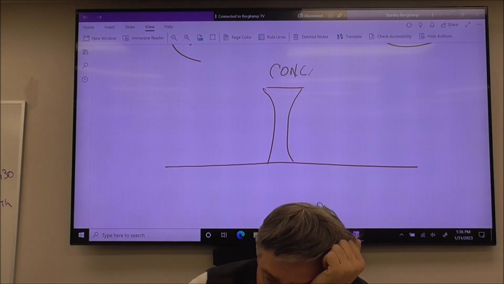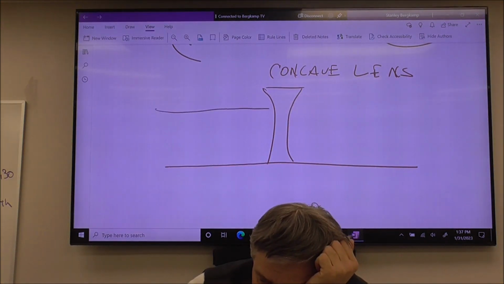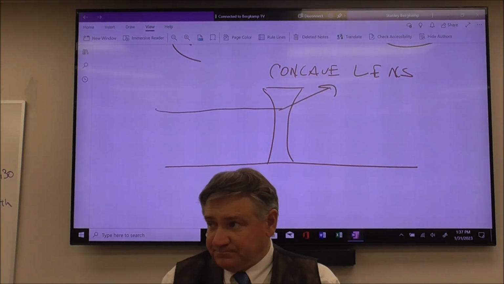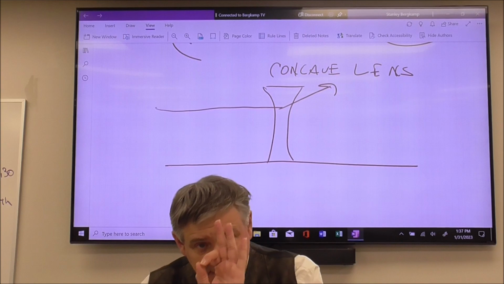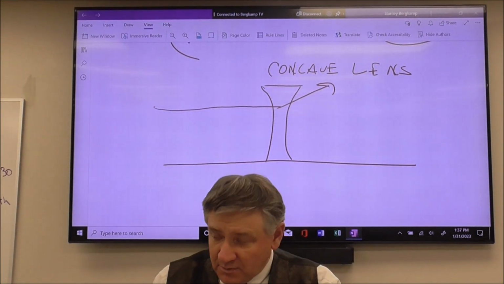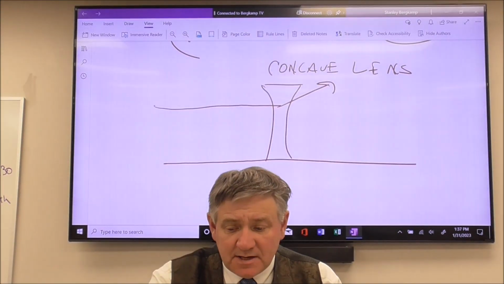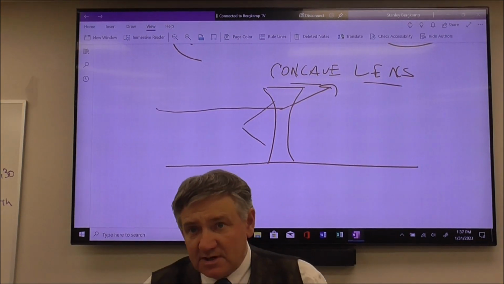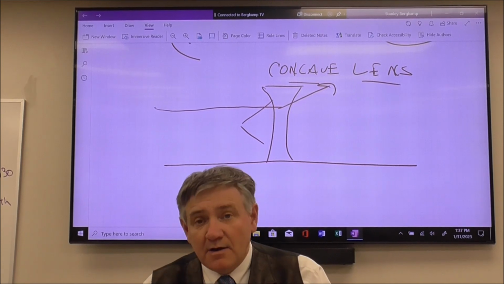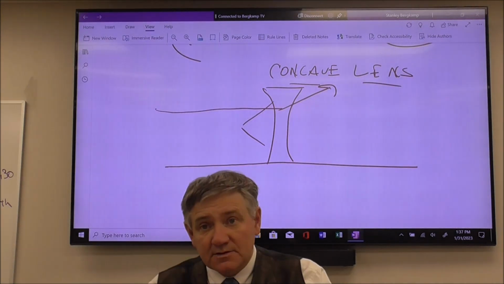So this is concave, but this is a lens. What this means is that when this light hits it, it spreads out. As soon as you see that that light's going to spread out as a lens, what's the sign of your focal length? Negative. Now, if this had been a concave mirror, then that light would become more focused and the focal length would be a positive value.